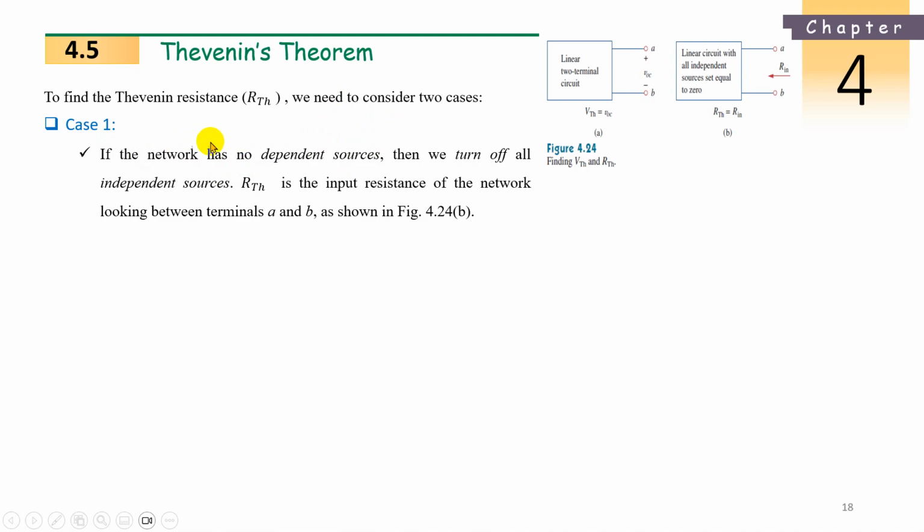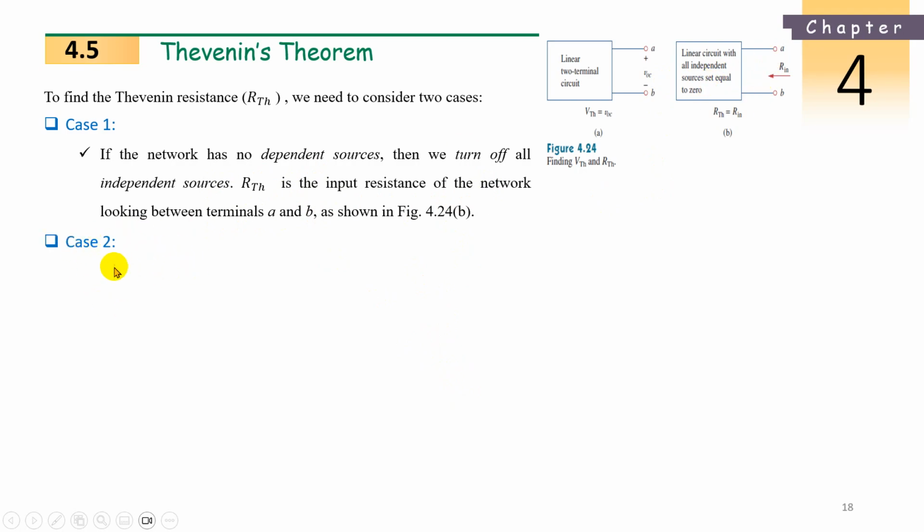First, if the network has no dependent sources, then we turn off all the independent sources, meaning any source other than the dependent sources, like a pure voltage source, which does not depend on any other sources, and a pure current source, which also does not depend on any other branches or voltage sources. What does turn off mean? We have to short circuit the voltage source and open circuit the current source. Then R Thevenin is the input resistance of the network looking between the terminals A and B.